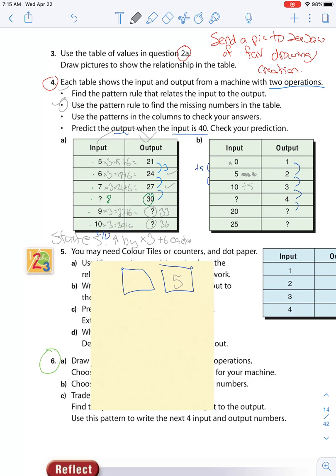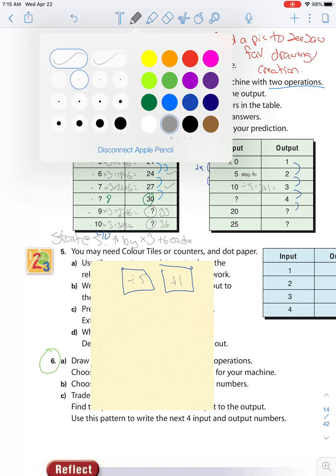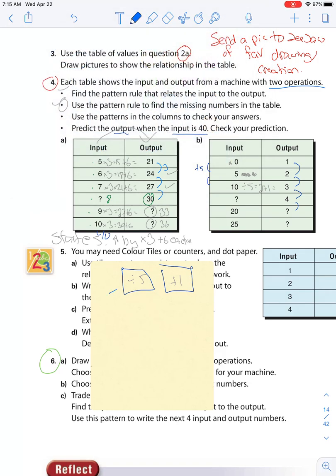Divide by 5, then I would get 2 plus 1. Would that work? Oh, okay, maybe it is. Maybe it is divide by 5. Ooh, this is a tricky one. Let's see. Divide by 5 plus 1. That might work. Let's see. Okay, if I'm going this way.